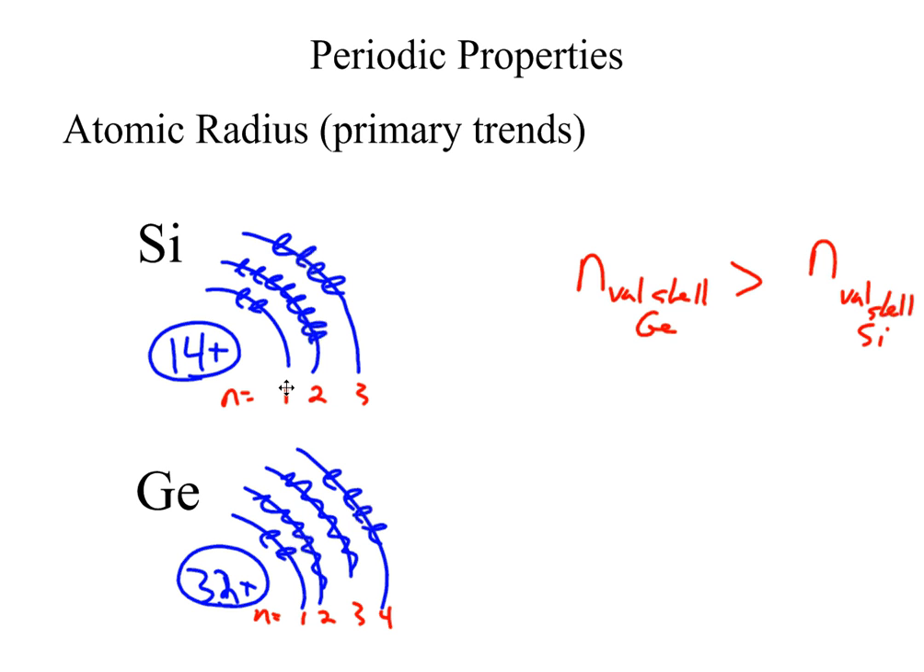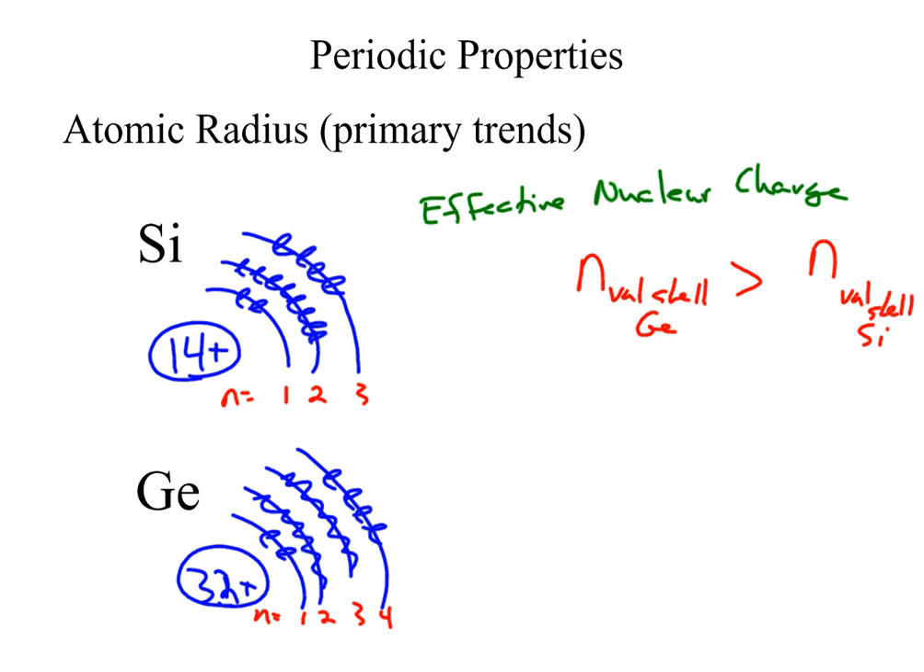But there's one other factor that we need to consider. We need to consider how strongly those electrons are being pulled toward the nucleus. So in the case of germanium, we have 32 protons that are pulling those electrons in, whereas in silicon, we only have 14 protons pulling those electrons in. What we want to look at here is something called the effective nuclear charge. And the effective nuclear charge is going to be the pull that the valence electrons, the outer electrons, feel toward the nucleus.